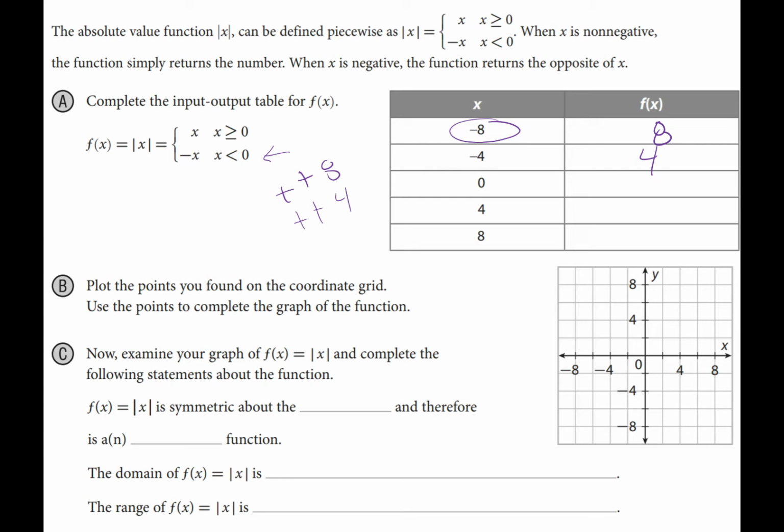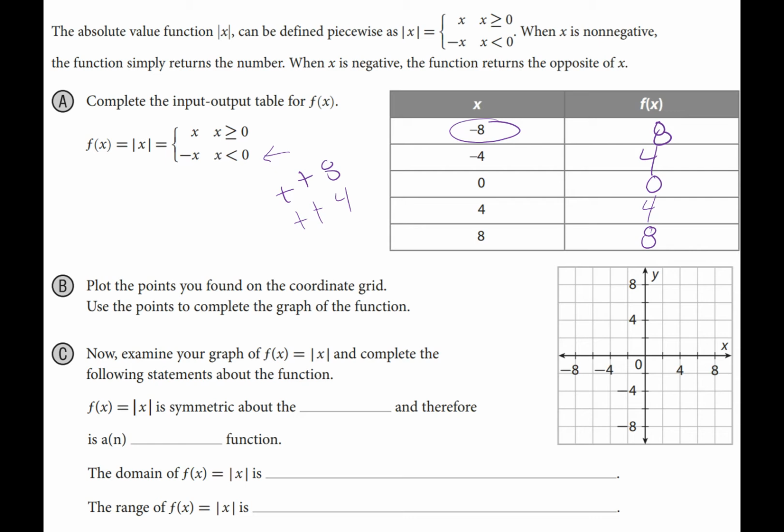0 will get plugged into the top, because that's where the equal to part is. I plug a 0 into x, I get 0. I plug a 4 into x, and I get 4. And I plug an 8 into x, and it returns an 8. Then it wants me to plot these points.